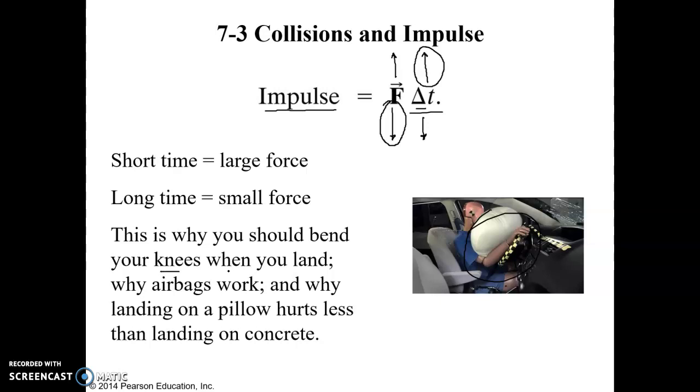So the textbook also gives the example here of bending your knees when you land, which decreases the amount of force or the impact or impulse on the body because you're stretching out that time a little bit more. Or why airbags or landing on a pillow hurts less than landing on concrete. So we are stretching out that delta t to be longer in order to decrease force.